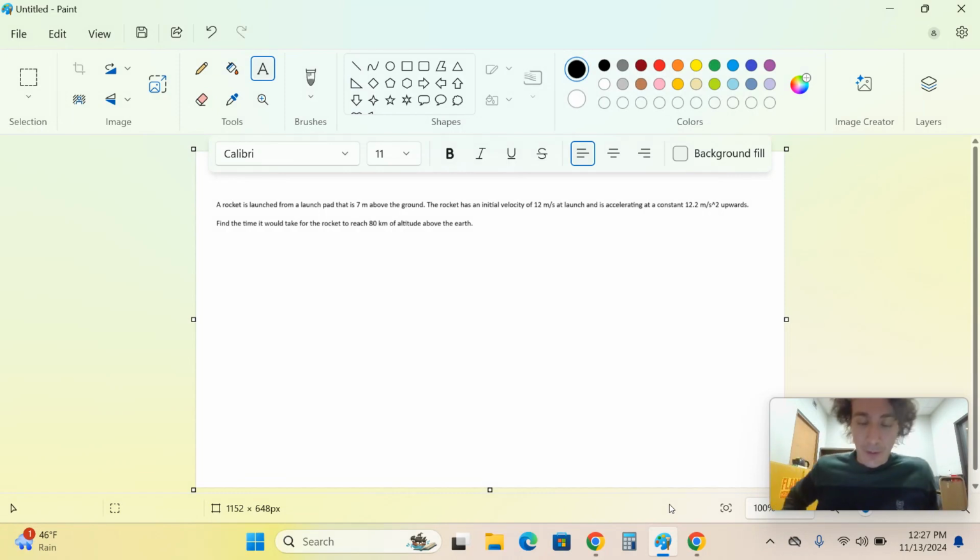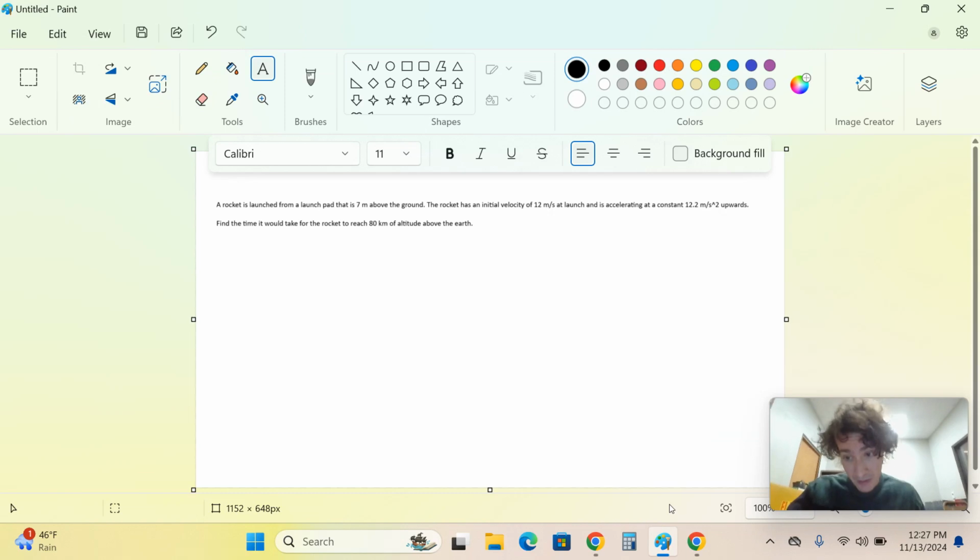I hope. Anyway, I got a problem here, a kinematics problem. A rocket is launched from a launch pad that is 7 meters above the ground. The rocket has an initial velocity of 12 meters per second at launch and is accelerating at a constant 12.2 meters per second squared upwards. Find the time it would take for the rocket to reach 80 kilometers of altitude above the Earth.